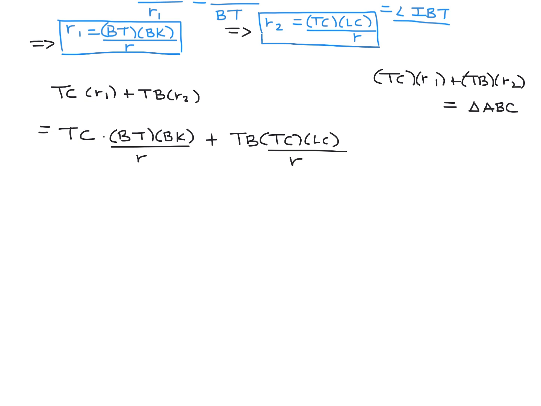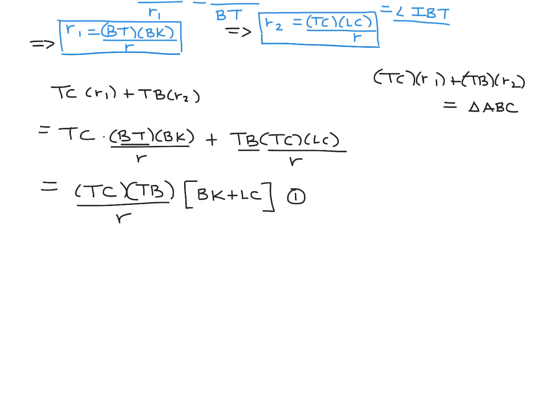All right. And we can factor out a bunch of stuff. TC is common to both, and so is TB, right? TB and BT, same thing. So factor out that. And then the R is also common to both. And then that just leaves BK plus LC. All right. So this is my equation 1. I'll call it equation 1.